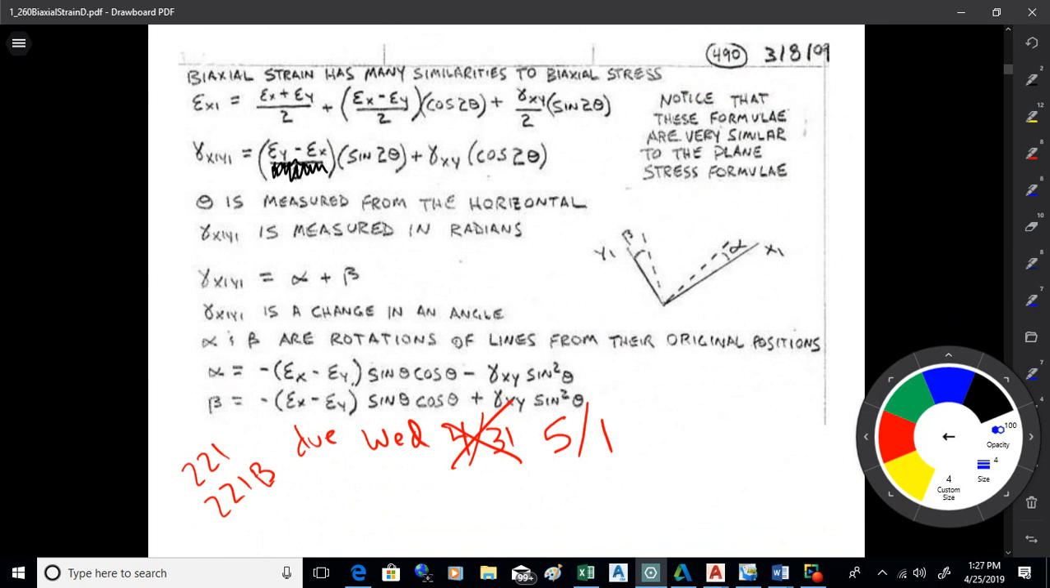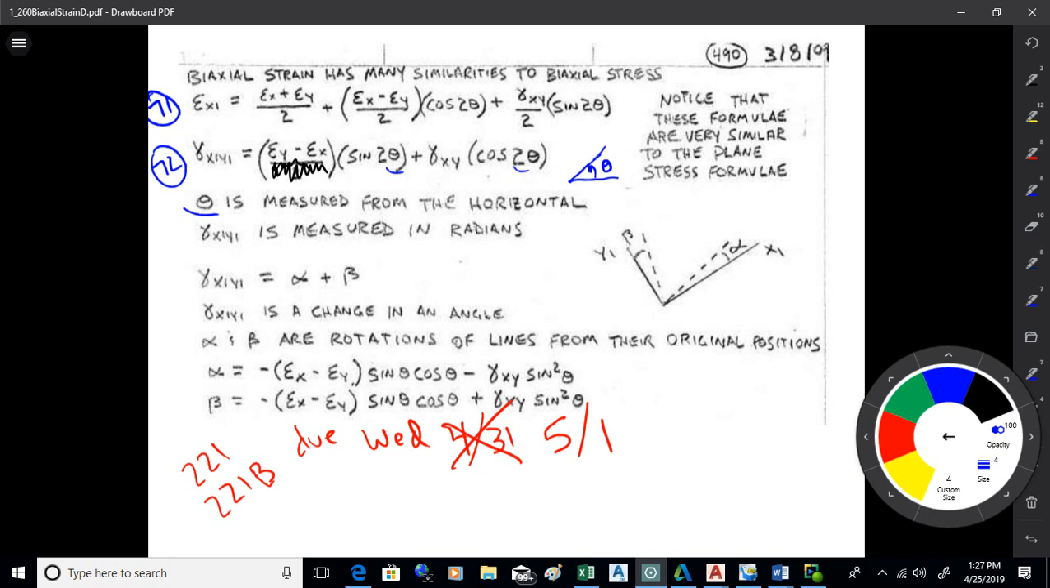All right, so on page 490, I've kind of got the bottom line here. This is what we need to know. We have two equations, 71 and 72, that tell us the normal and shear strain for given x and y strains in an angle. Now, theta, the angle we're plugging in here, is measured from the horizontal, okay? With stress, it's measured from the vertical. With strain, though, it's measured from the horizontal. There's actually a reason for that. We'll get to it later, okay?